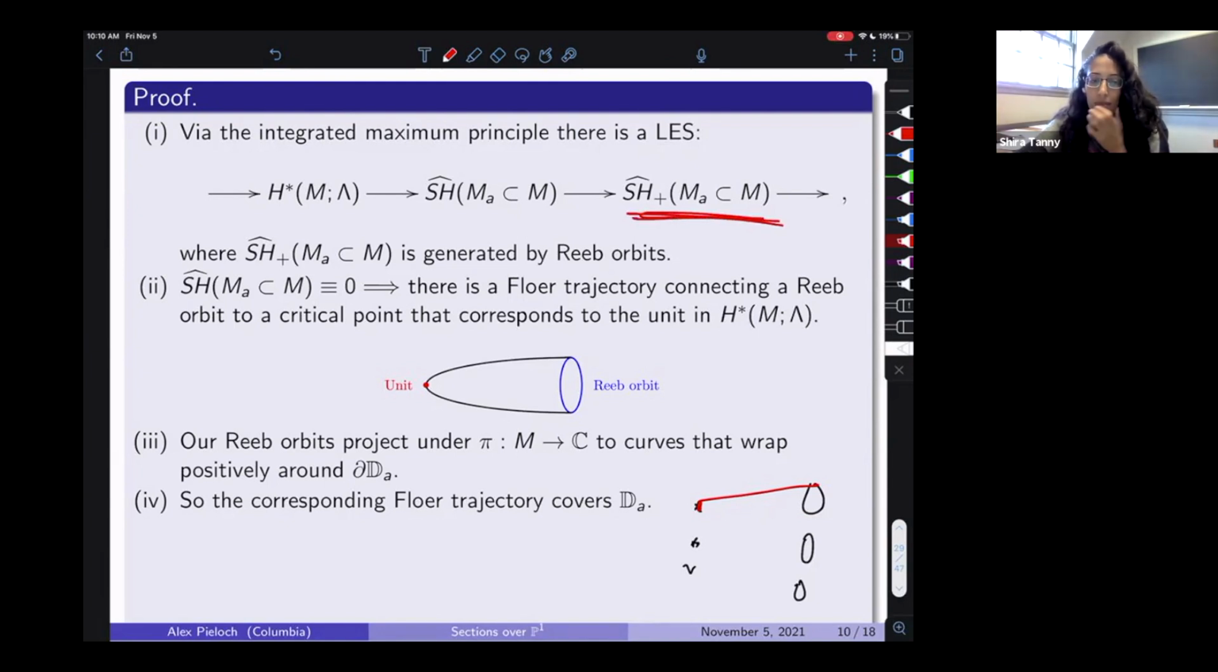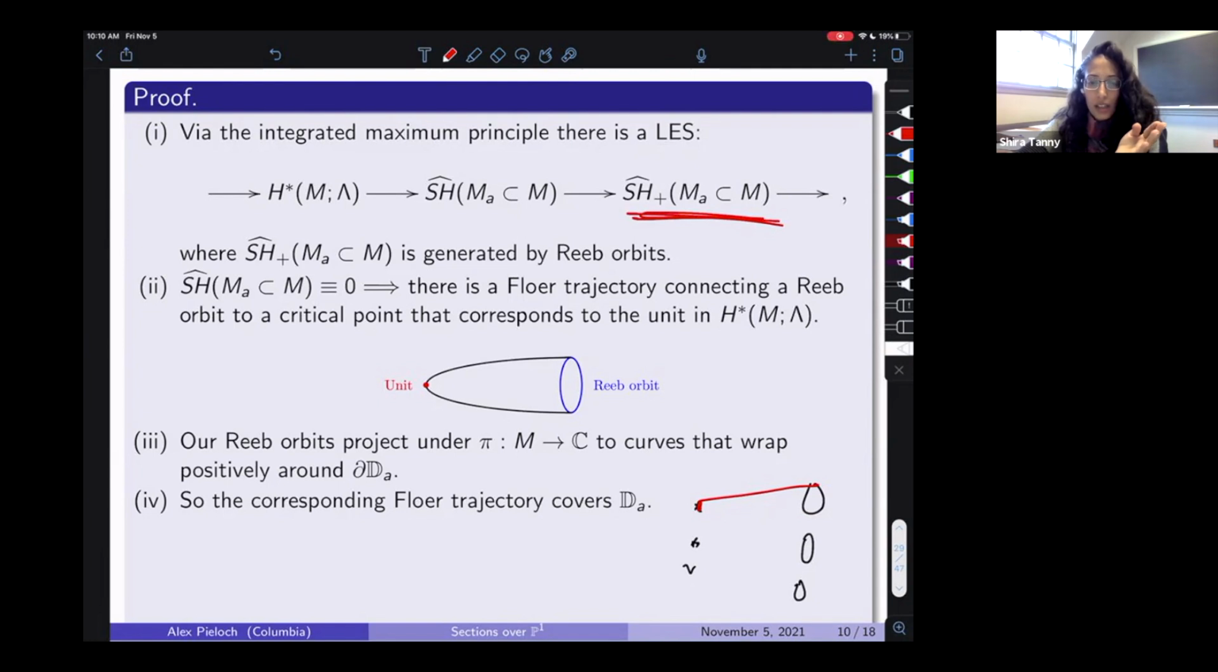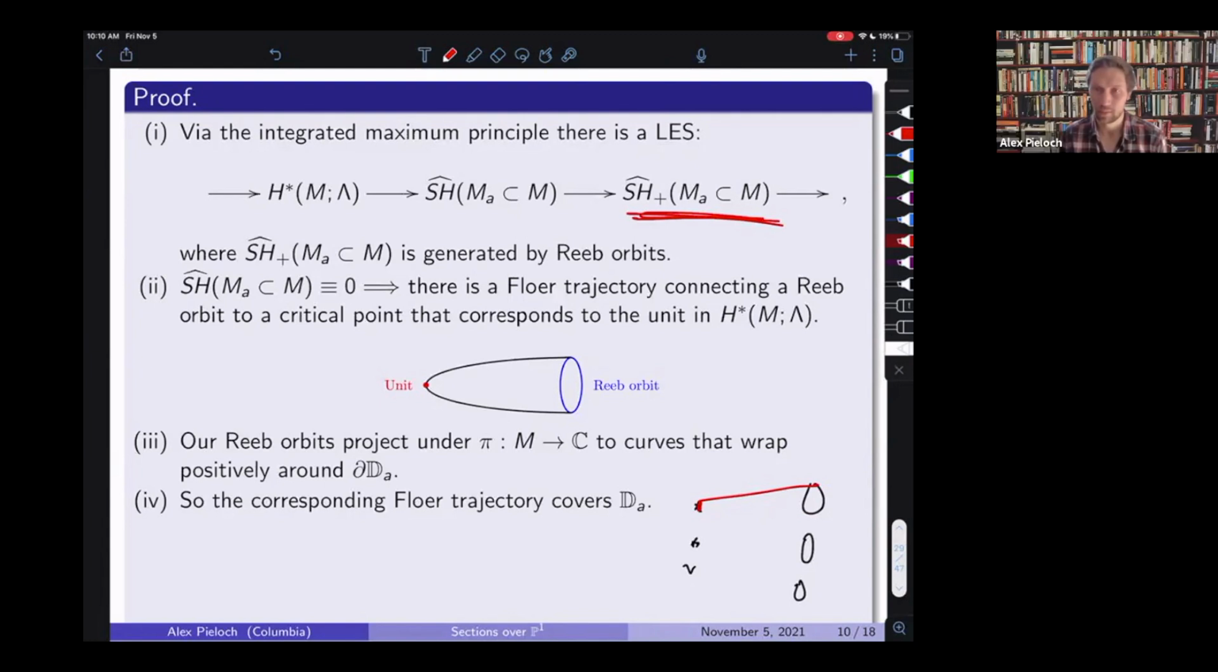Yeah, so in the case where M is actually a Liouville domain, this essentially agrees with the action filtration. So you're just taking the quotient with respect to being a critical point and not being a small action. Yes, exactly.